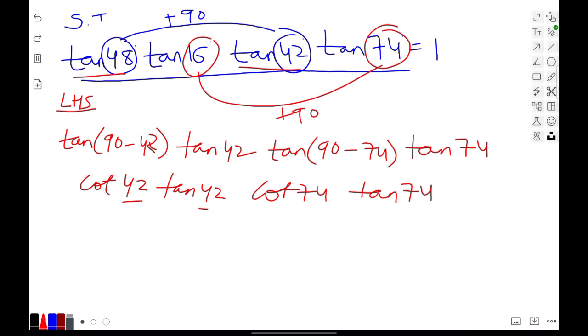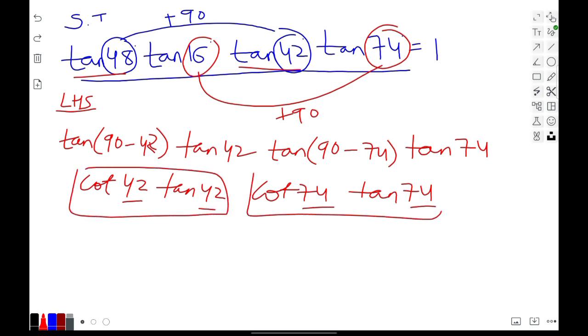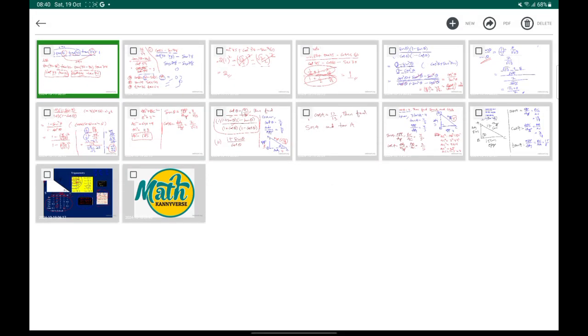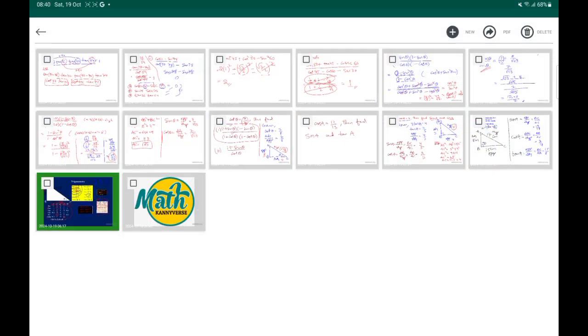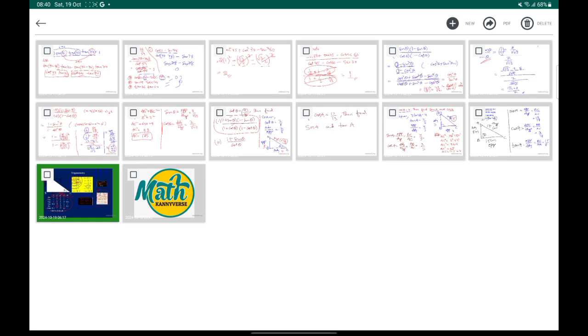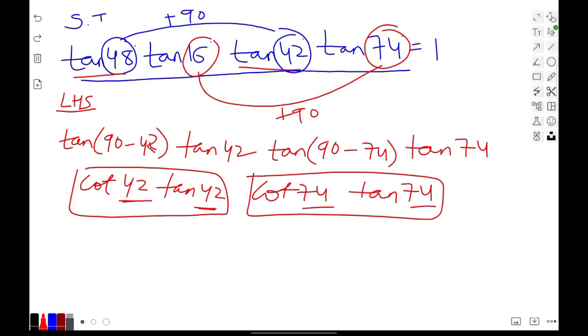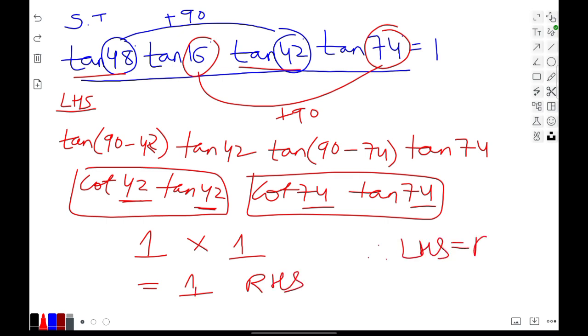If you see, both the angles are equal, right? Now we know that tan and cot are reciprocal to each other, so tan theta into cot theta is 1. You should make sure that both the angles are the same. Here both the angles are the same, so tan theta into cot theta is 1, into again tan theta into cot theta is 1, which equals 1, that is the RHS. Therefore LHS equals RHS, hence proved.